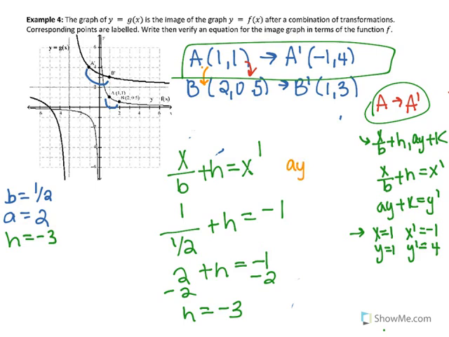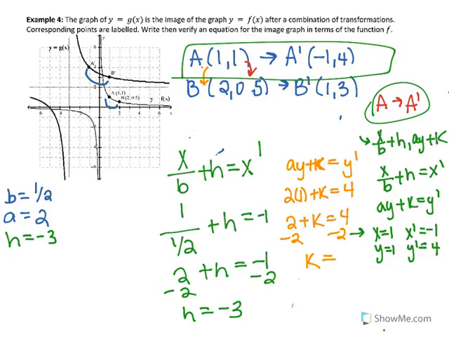We'll do the same thing. ay plus k equals y prime. And we have a is 2, y is 1. We don't know k, but we know y prime is 4. So we have 2 plus k equals 4. Subtract 2, k is equal to 2. So now we have all of our values.